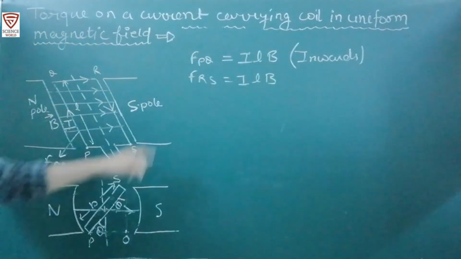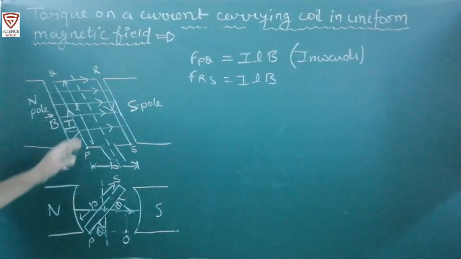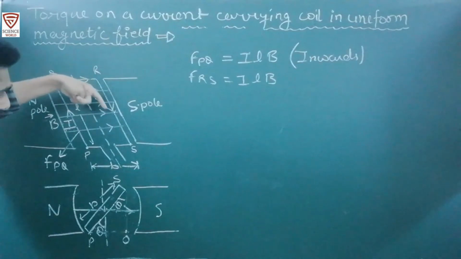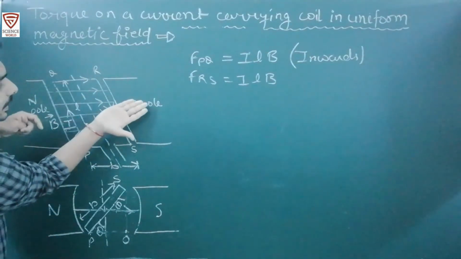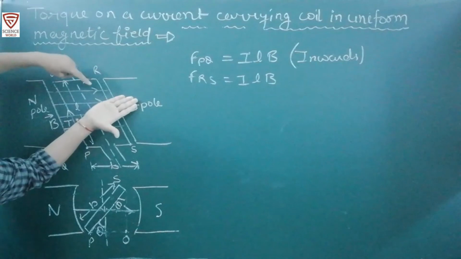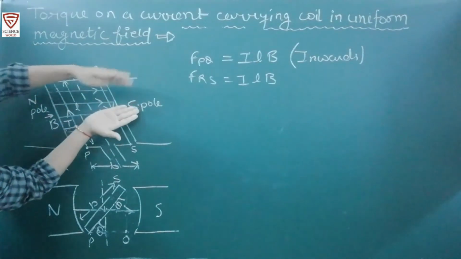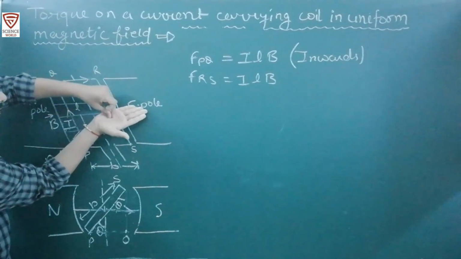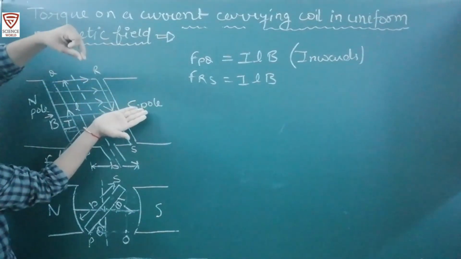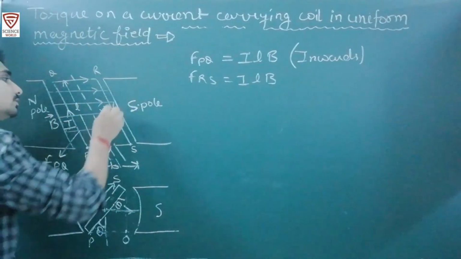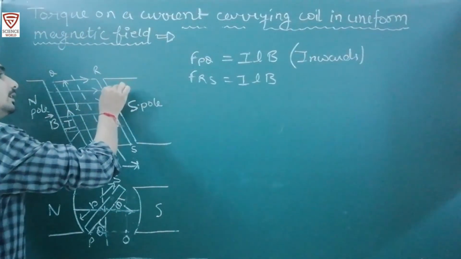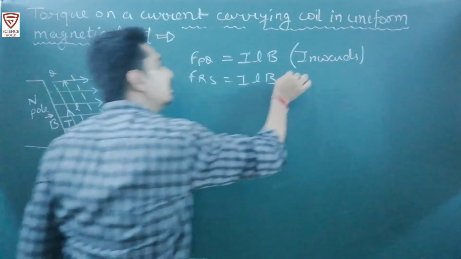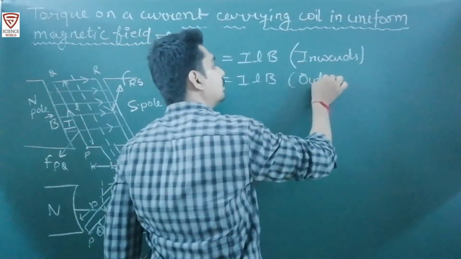And now we discuss F_RS. In this segment you can see that the direction of current is in that direction. So we apply the right hand palm rule again. The direction of current is in that direction, the direction of magnetic field is in that direction. So the magnetic force acting on this segment, F_RS, will be perpendicular outward from the plane.